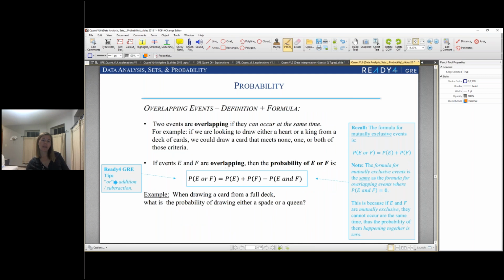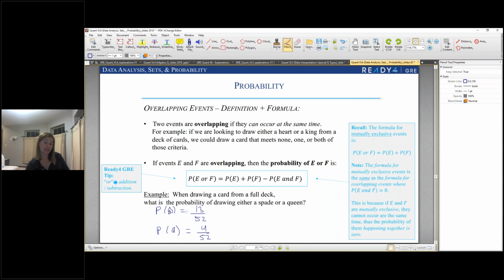And then finally, we get to the case where things overlap a little bit. And when I say that, I mean something like this. Here we're going to draw cards from a full deck. What's the probability of drawing either a spade or a queen? Well, the probability of a spade is 1 in 4, or rather 13 out of 52, a quarter of the deck. The probability of drawing a queen is 4 out of 52 because there are 4 queens in the deck.